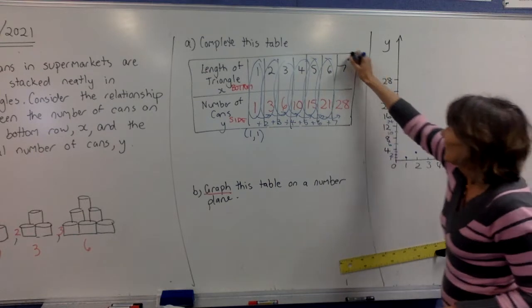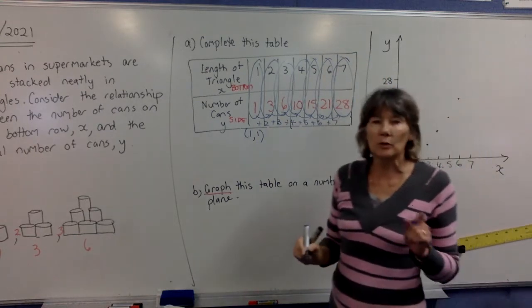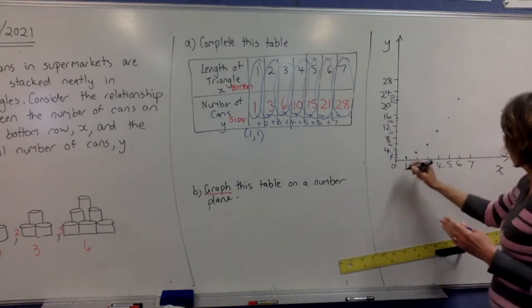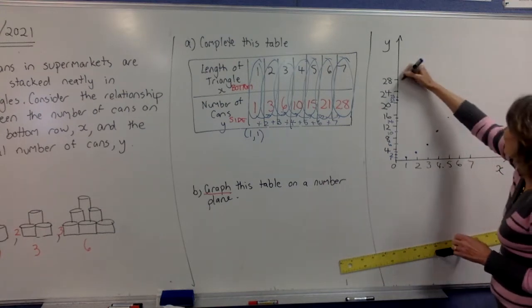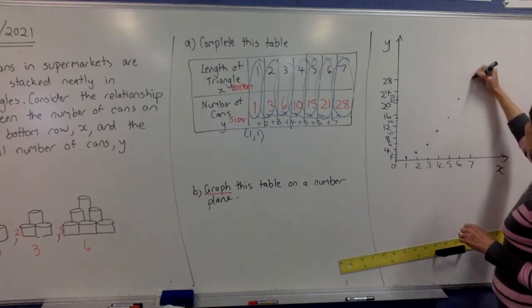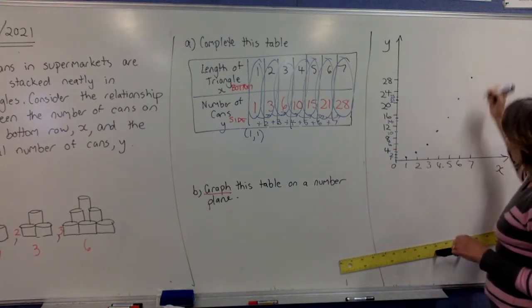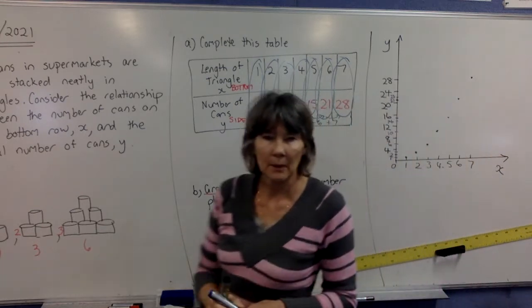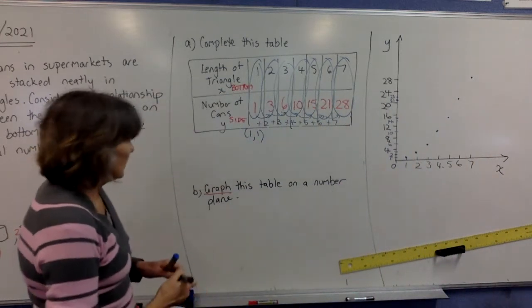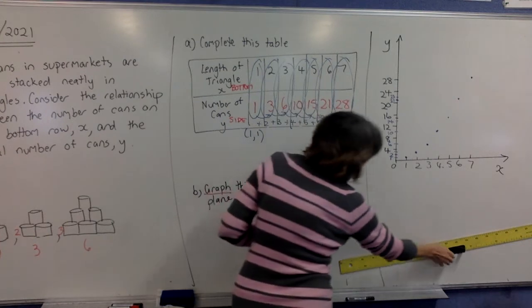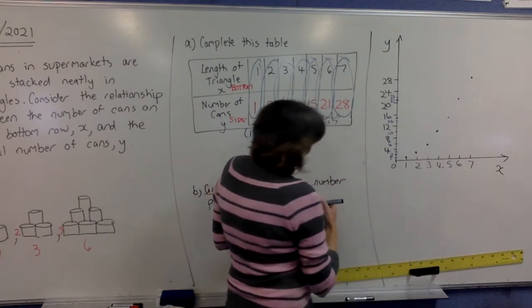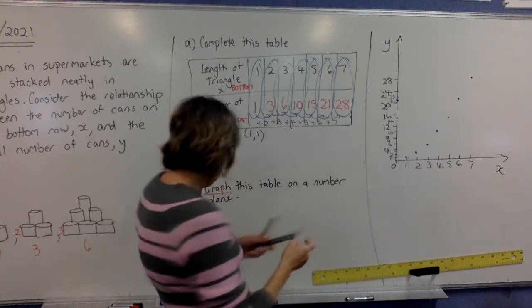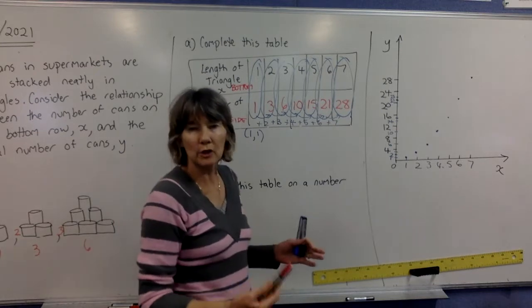Okay, and the next one, the last one is 7, 28. So we're going along 7, up 28, along 7 and up to the top 28. And there it is. Okay, now the next question. Well, firstly, we have to join those dots. So I'm going to use my red pen to join them.